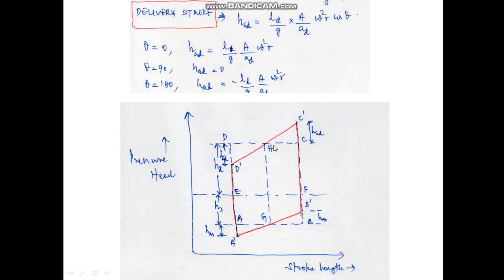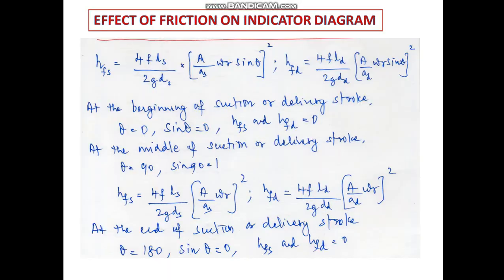Here also, area C dash is equal to area D dash. So, no change in the indicator diagram, area of the indicator diagram. That means the acceleration head has no effect on the work done.